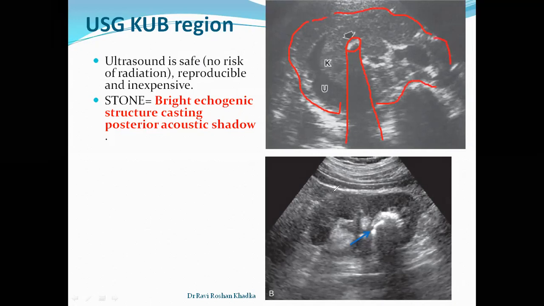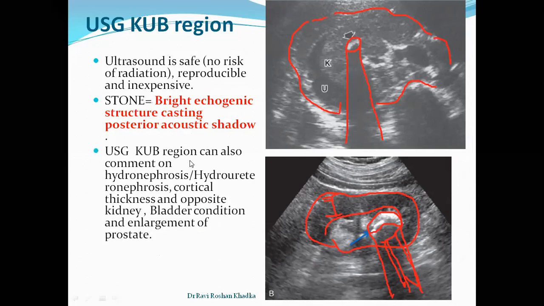You can see another picture. This is the outline of the kidney. You can see the corticomedullary area, this is the corticomedullary area over here, the cortex of the kidney. And you can see here there is a bright echoic structure producing the posterior shadow. So this is the renal stone, that is also a renal stone.